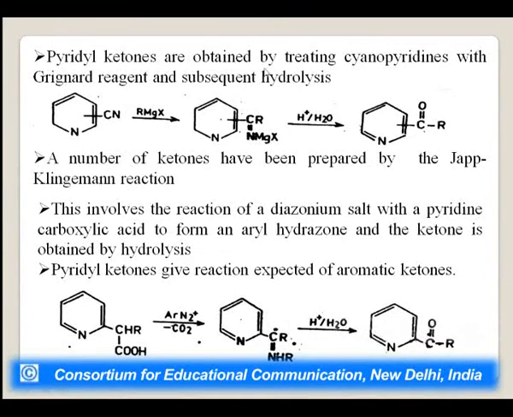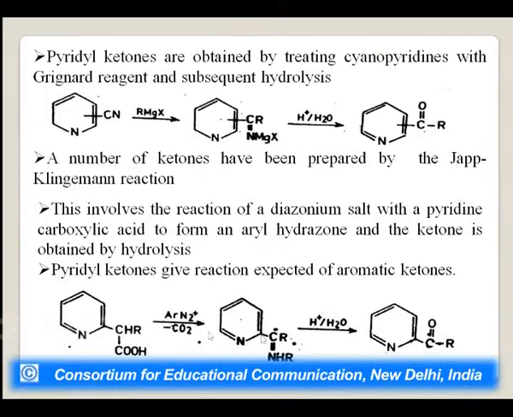Pyridyl ketones are obtained by treating cyanopyridines with Grignard reagent. First of all, you can see the Grignard complex will form, and subsequent hydrolysis will give you the ketone. A number of ketones have been prepared by the Zapp-Klingman reaction. What happens here? This involves the reaction of a diazonium salt with a pyridine carboxylic acid to form an aryl hydrazone, and the ketone is obtained by hydrolysis.